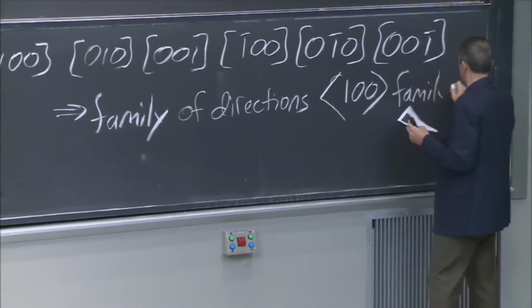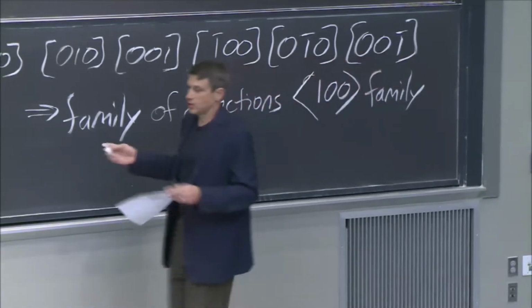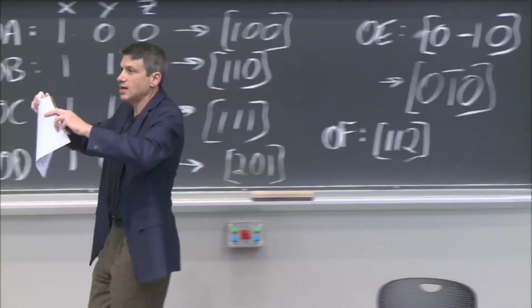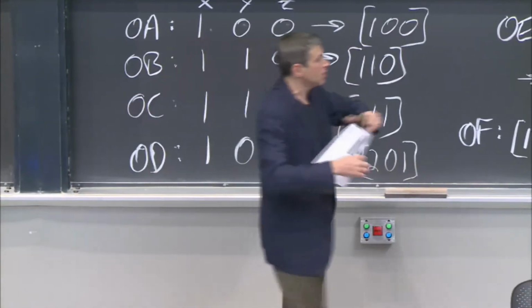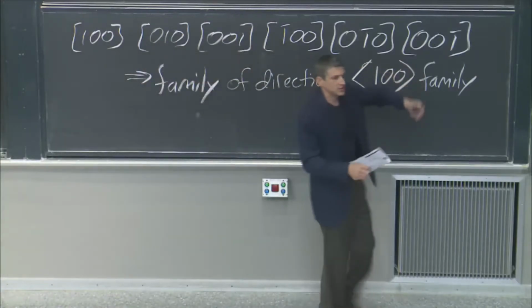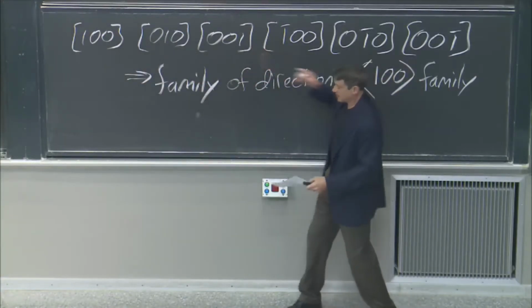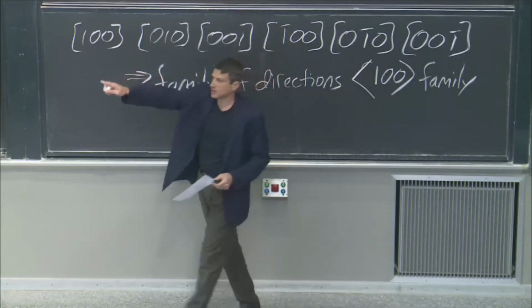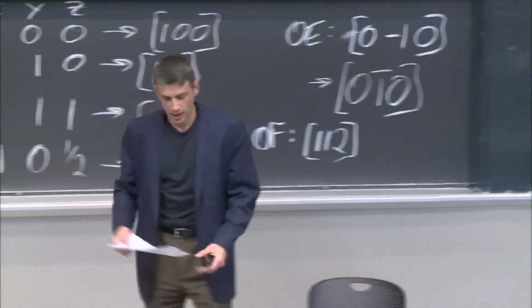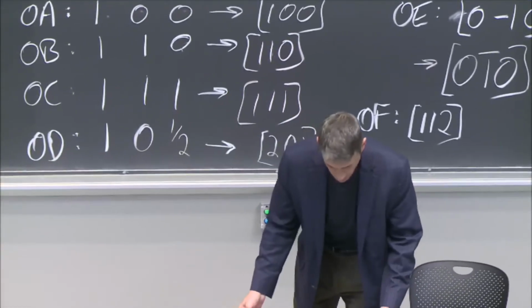So if you see a direction written with brackets like that, then it means all of these directions, this family of directions. Right? But if you see it written with a bracket like this, it means that one vector. Okay? Crystallographers, you've got to keep them happy.